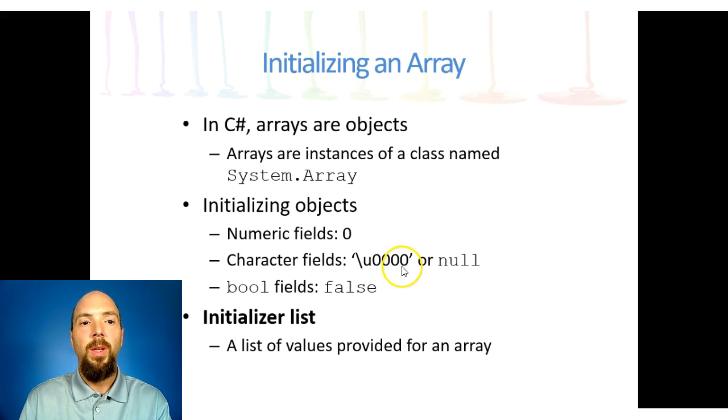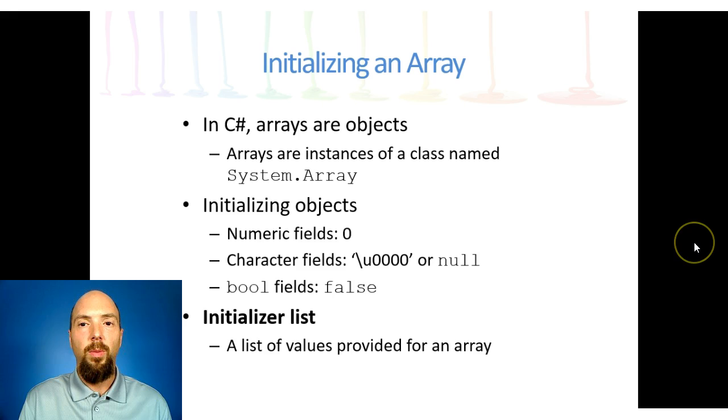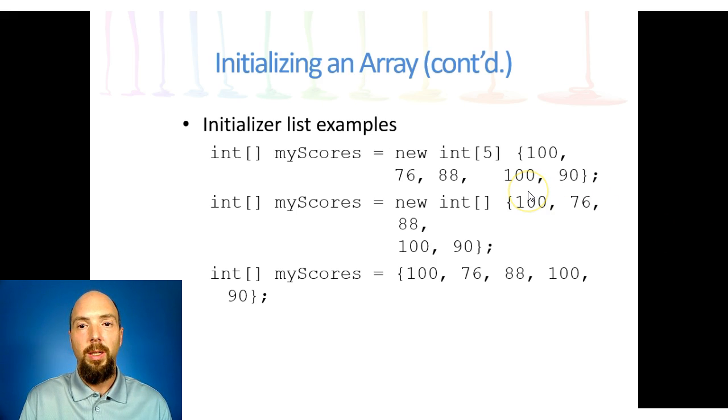So I want to provide a way to make an array without necessarily having to go through and do sales 0 is equal to this, sales 1 is equal to this, sales 2 is equal to this, and so forth. There are shortcut ways to actually create the array, and we're going to use what's called an initializer list. There are different ways you can do it. Some of them are faster, but I want to show you the different ones. In this case, we're going to create an array that contains integer data type. We're going to call it myScores, and we're going to set it equal to a new integer.